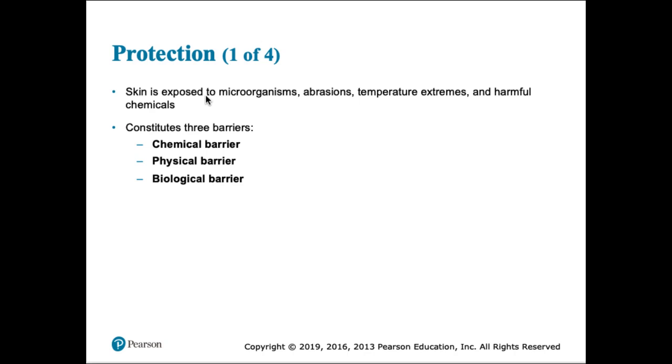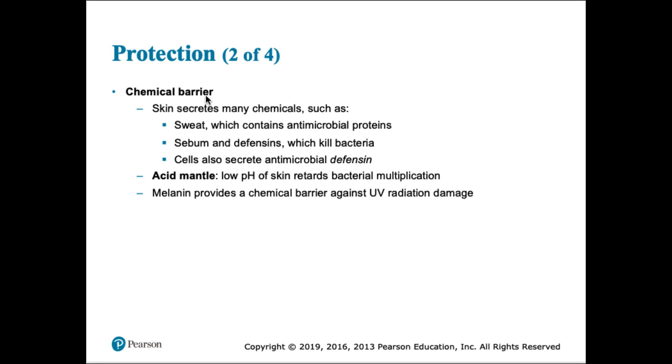So for protection, of course, skin is exposed to a lot of stuff: microorganisms, abrasions, temperature extremes, harmful chemicals. So basically, it's a barrier in three ways, right? It's a chemical barrier, it's a physical barrier, and it's a biological barrier. So it does a lot of work for us. Again, chemical barrier. The skin secretes chemicals like sweat, sebum, and defensins to kill off bacterial or microbial infections. Acid mantle is also part of that.